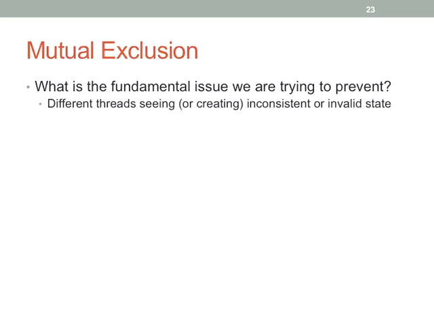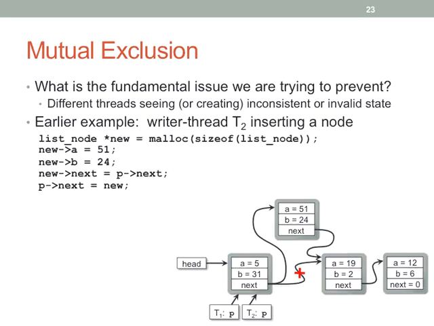Okay, let's see. Mutual exclusion. So what is the issue that we're trying to prevent? Different threads seeing invalid state. Okay, that's what we're trying to prevent. That's the whole idea behind having these locks.